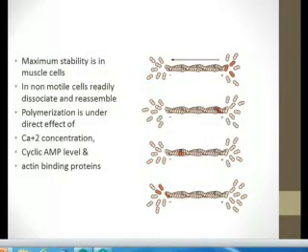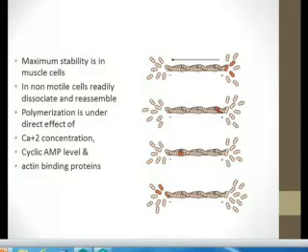The maximally stable actin filament is the one present within the muscles. The other cells do carry actin filament, but it readily dissociates and readily reassembles. Why are they most stable within the muscles? Because the muscles have an increased concentration of calcium ions, and secondly there is an increased concentration of energy molecules, so that in the presence of calcium and ATP they are maximally stable.